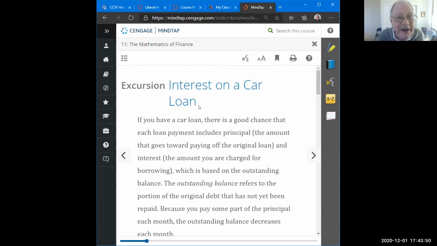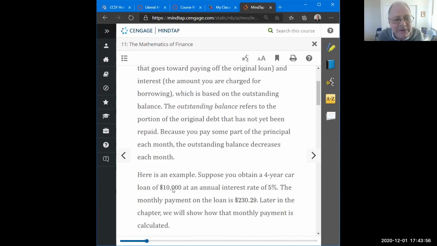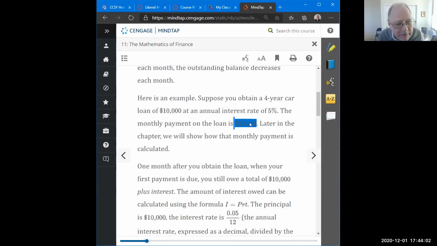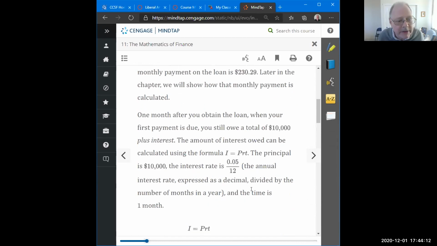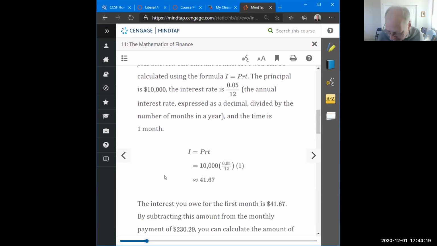Okay, so we're talking about the excursion for the interest on a car loan. You borrow $10,000 for a car at an annual interest rate of 5%. They tell you the amount of the payment, and we're trying to figure out for each payment of $230.29 how much goes to interest and how much goes to taking down the principal. And so here's the calculation.